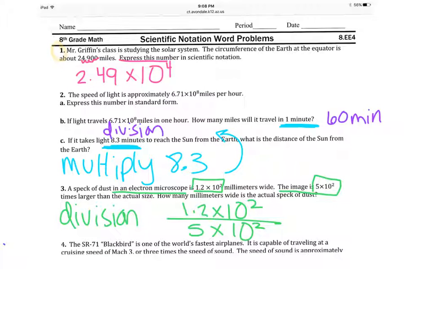As you look at question 4, it's cut off, so we're not going to do that one. Let's look at page 2.